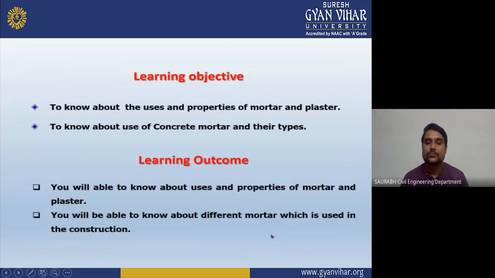Now the learning objective and learning outcome. The learning objective is to know about the uses and properties of mortar and plaster, and to know about the use of concrete mortar and their types. The learning outcome is that you will be able to know about the uses and properties of mortar and plaster, and about the different mortars which are used in construction.